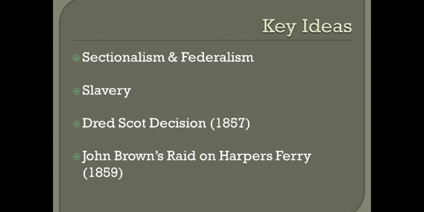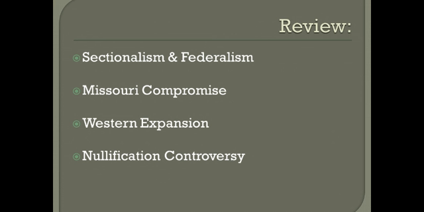So key ideas for this PowerPoint, we're going to talk about sectionalism, federalism, slavery, the Dred Scott decision, and John Brown's raid on Harper's Ferry. Those last 2 bullets are 2 of several causes of the Civil War, but since they tie into abolitionism and slavery, I'm going to talk about them here. So review. Sectionalism and federalism, the Missouri Compromise, Western expansion, nullification controversy.